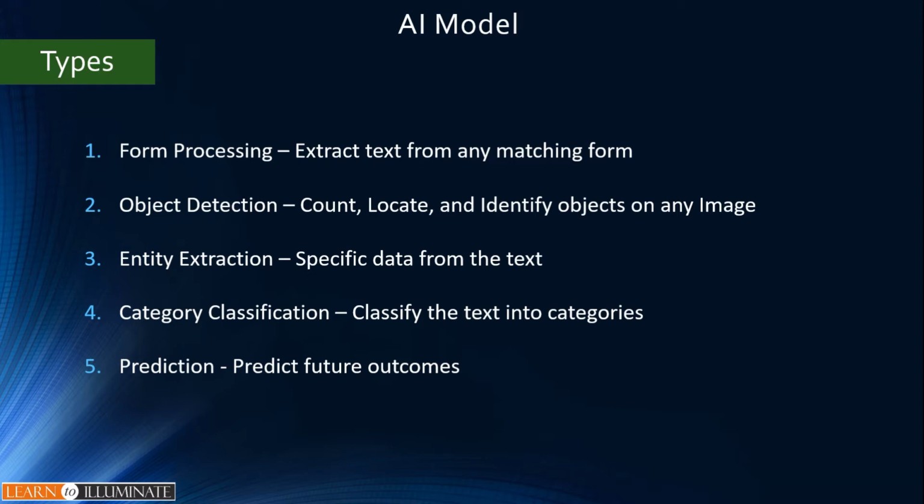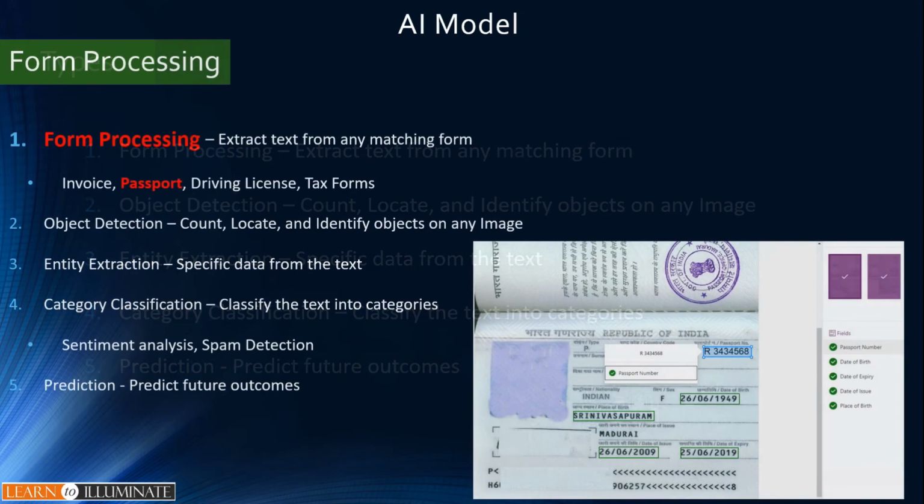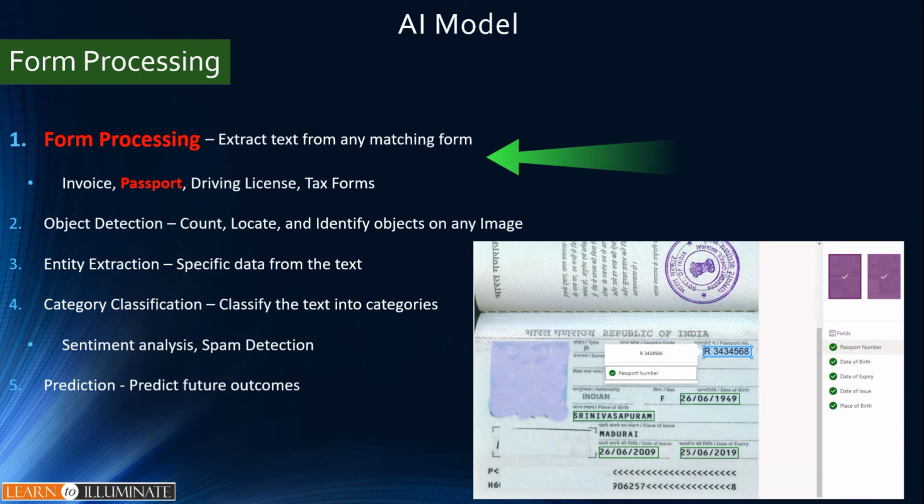Form processing, object detection, entity extraction, category classification, and prediction. The first one is form processing. This model identifies the structure of our documents based on the examples that we provide or train, to extract text from any matching form. In this example, we have 5 data attributes to collect from a passport, such as passport number, date of birth, issue date, expiry date, and place of birth.